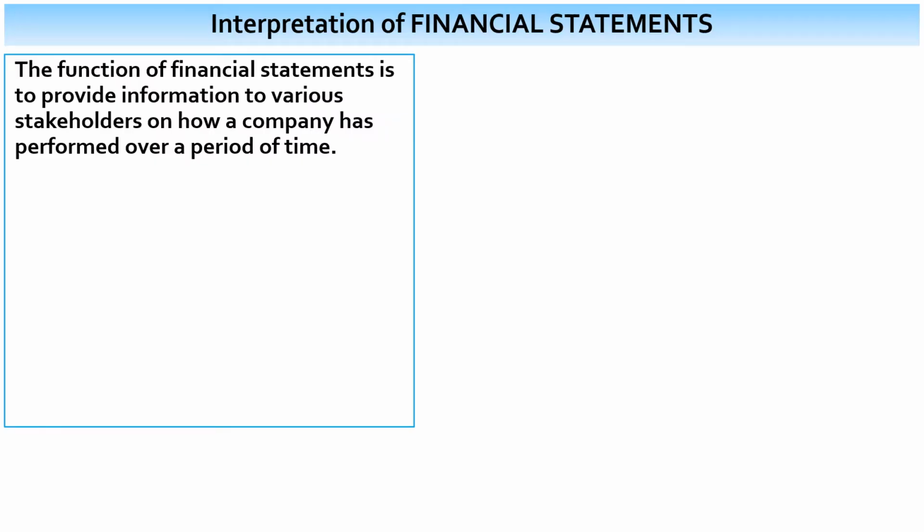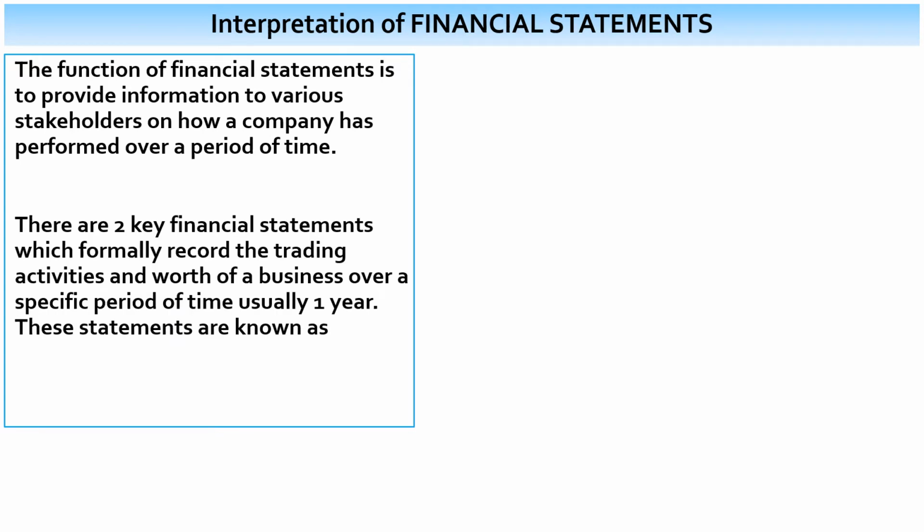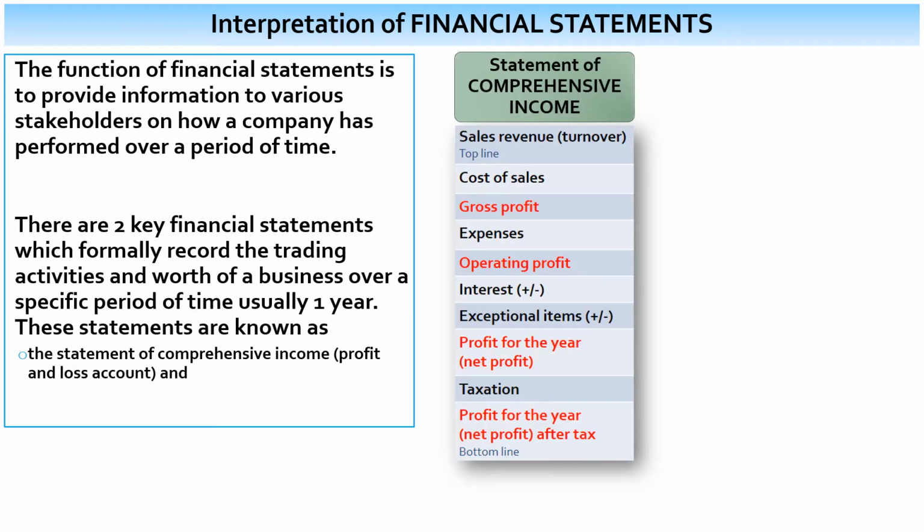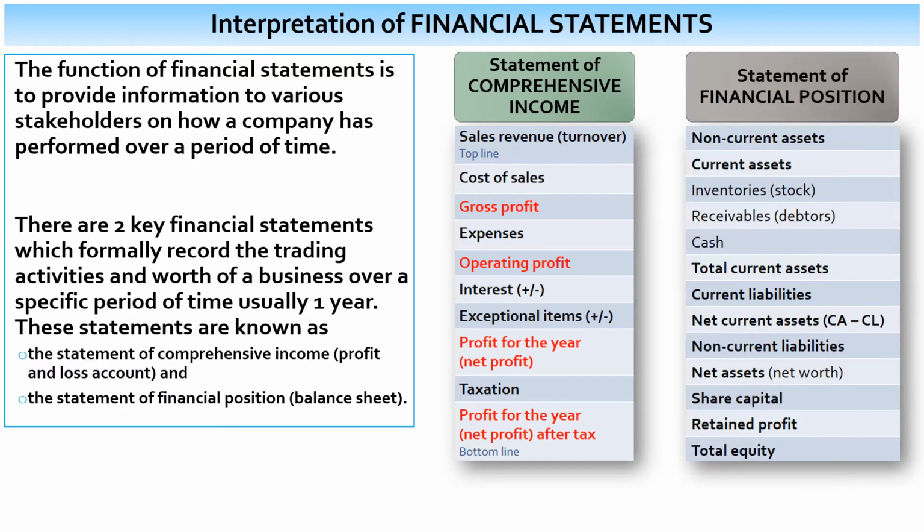Let's remind ourselves that we are looking here at financial statements, and the function of a financial statement is to provide information to stakeholders on how the company is performing. There are two key financial statements which record trading activities of the business, normally over a period of a year. They're known as the Statement of Comprehensive Income, the Profit and Loss Account, and what we're looking at today, the Statement of Financial Position, the balance sheet showing assets and liabilities at a particular point in time.